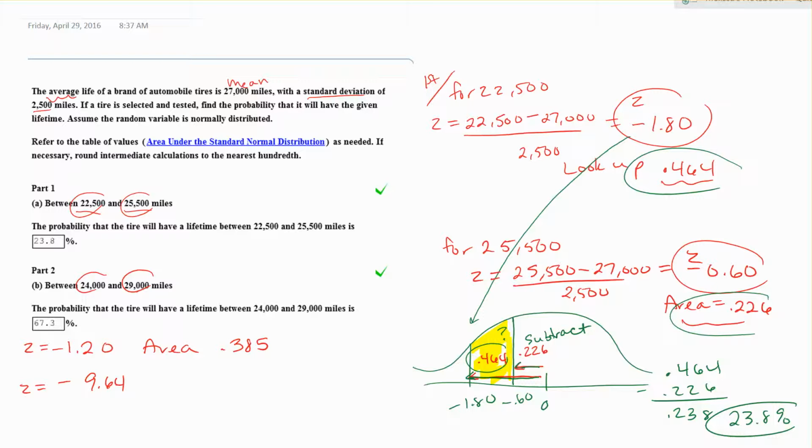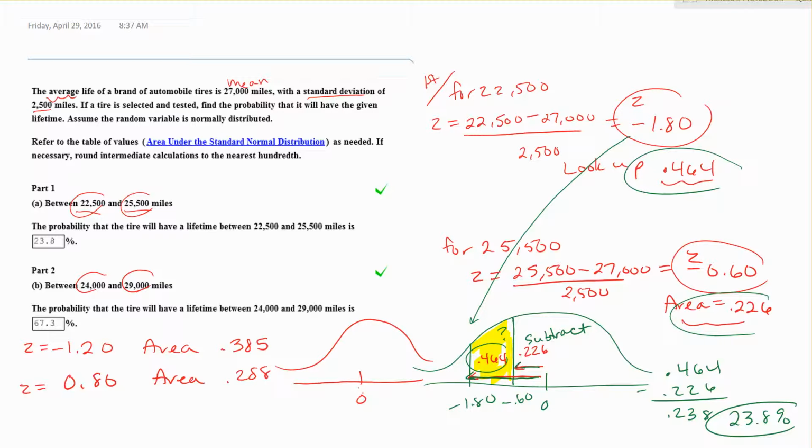Check that again. Yeah, I thought that was too large. So that is going to be positive 0.8. So 0.80. The area at positive 0.80 is 0.288. Once you have that information, let's draw the picture.